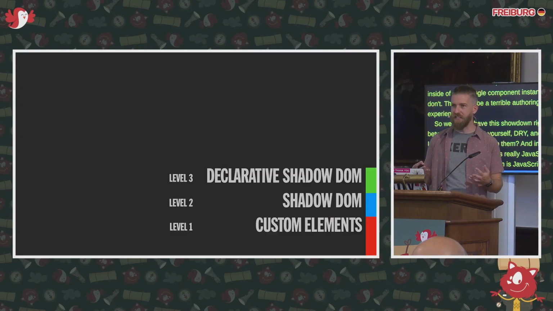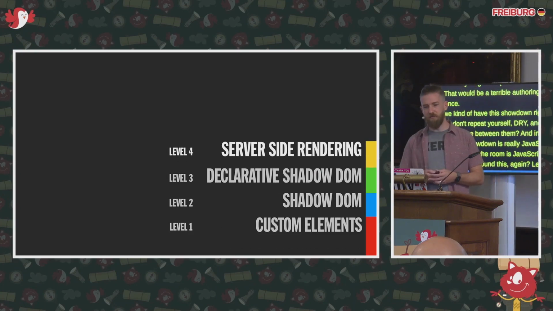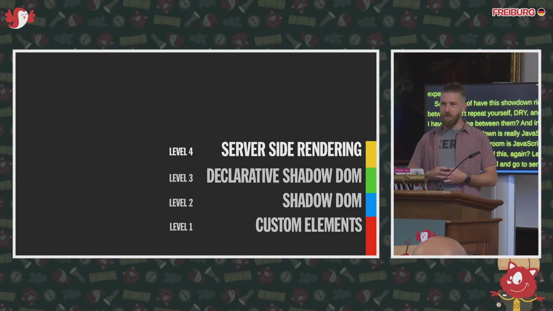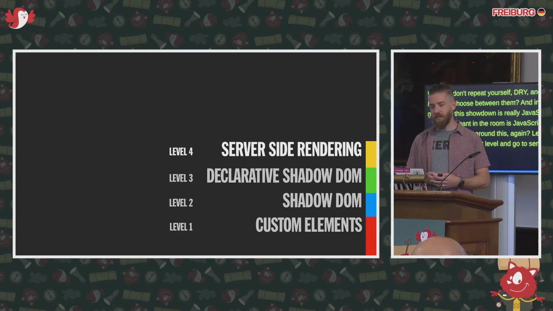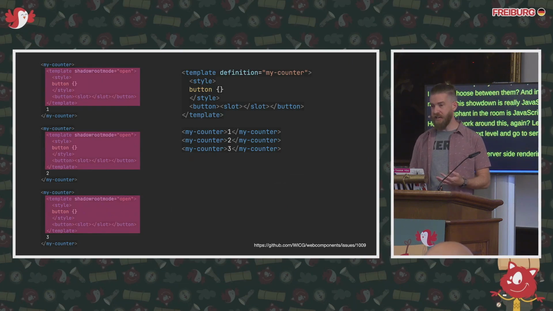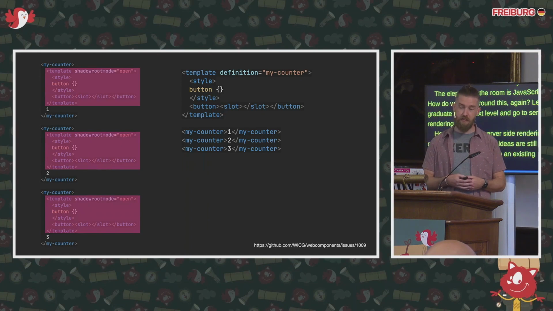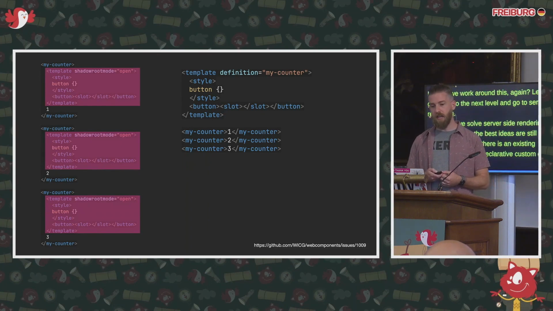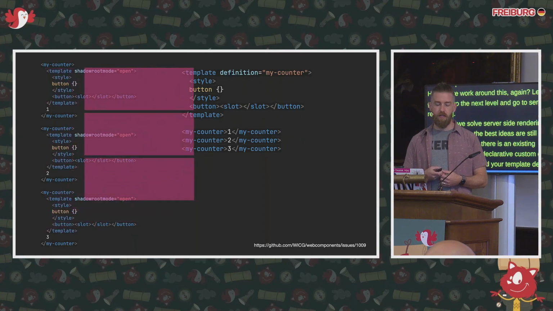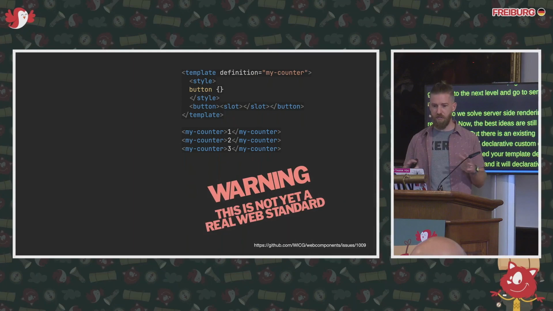So how do we work around this? Again, let's graduate to the next level and go to server-side rendering. How do we solve server-side rendering without repetition? Now, the best ideas are still sort of in motion on this, but there is an existing specification called Declarative Custom Elements, where you can embed your template definition inside of your page, and it will declaratively use that. Now, this is not real code. Don't use this. It won't work.